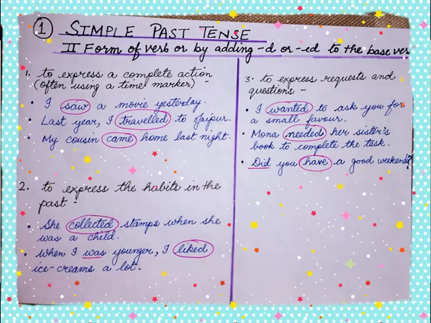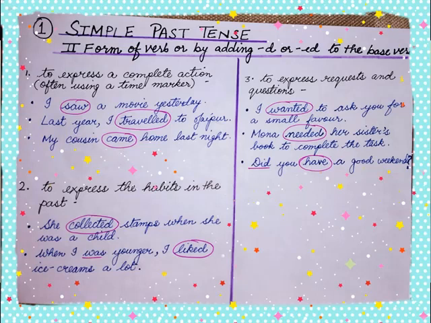Now, what is a time marker? Time marker means the words which we use in our examples, in writing or speaking, which show us a specific point of time. Like in the first example, it is written, I saw a movie yesterday. In this, what's the time marker? The word yesterday is showing you a specific point of time. So it becomes a time marker.